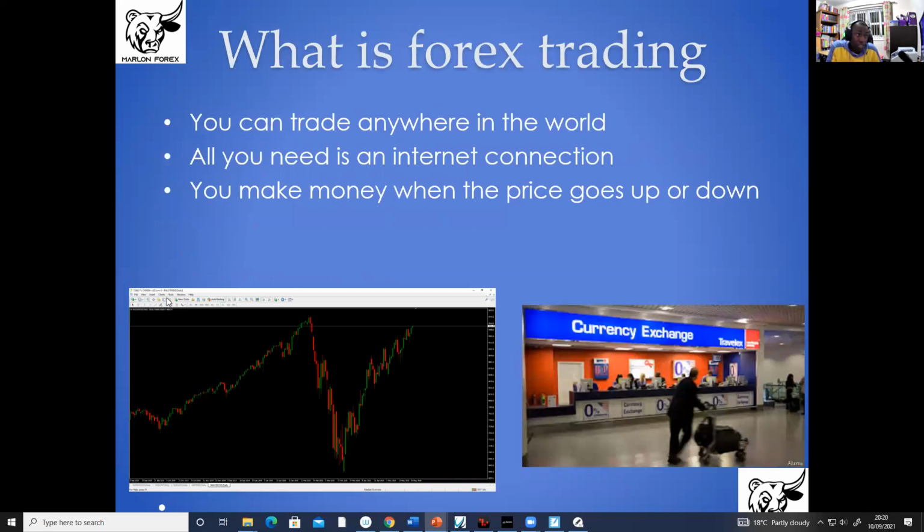What is Forex trading now? Guys, we should have finished like 10 minutes ago. I'm just going to do this page, and then we're going to pick up from here next week. Okay, so what is Forex trading? You can trade anywhere in the world. All you need is an internet connection, and you make money when the price goes up or down. So we can make money when the market is going down.